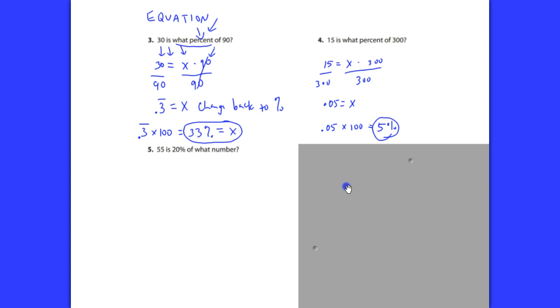All right, number 5 says 55 is. So 55 just is an equal sign. 20%, make that a decimal. 0.2 of what number times x? Okay, well, what's being multiplied by the variable? 0.2, the decimal of the percentage. So I'm going to divide that by 2/10. 55 divided by 2/10, work that out, grab your calculator, punch that in, and you will get 275. I hope you can double check me on that. That's what I got.